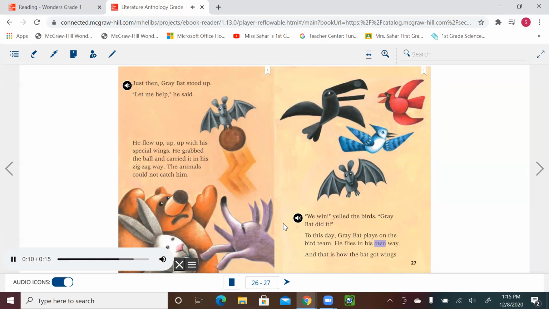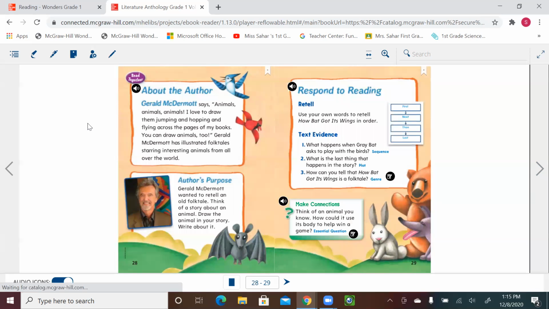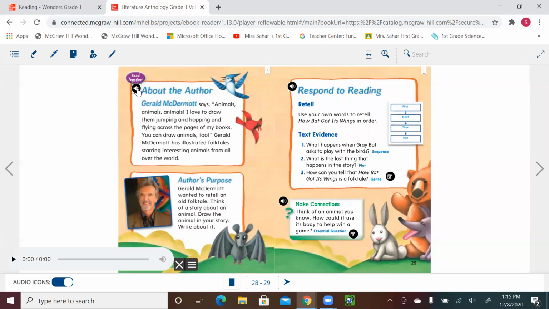He flies in his own way. And that is how the bat got wings. Okay, so let's meet the author and learn more about him.